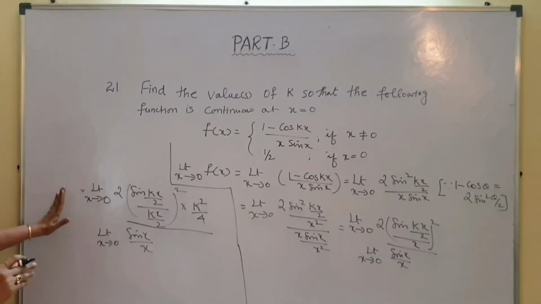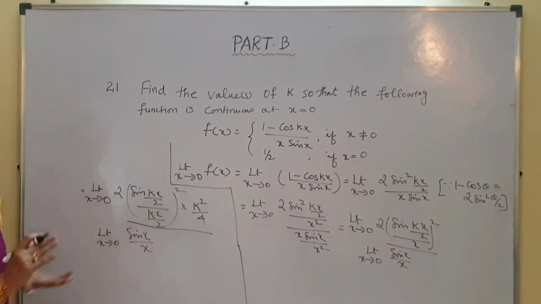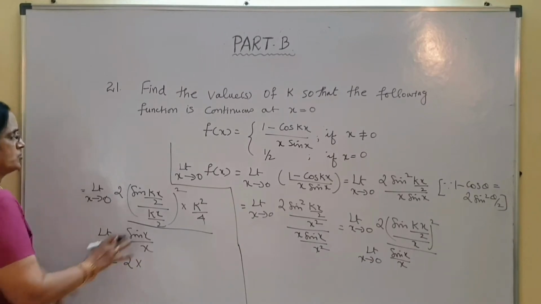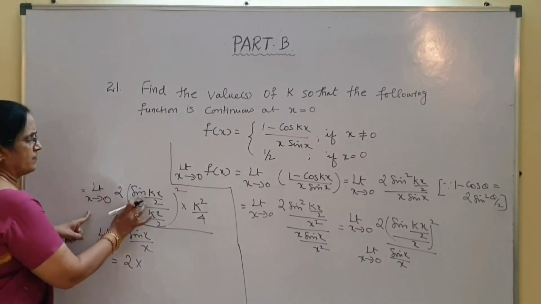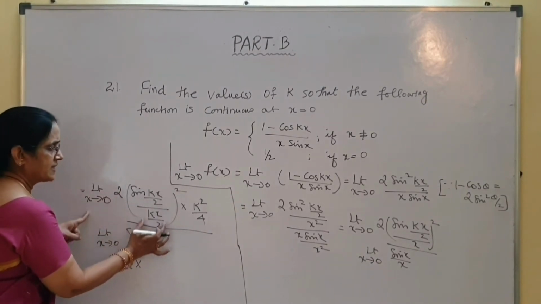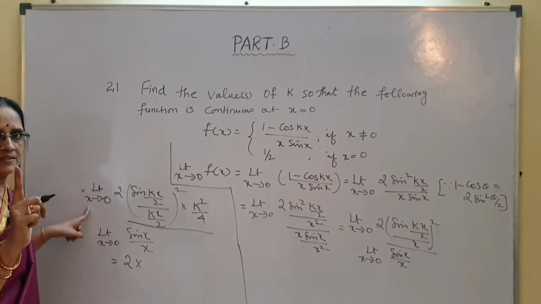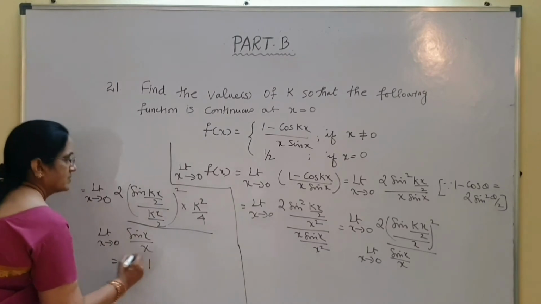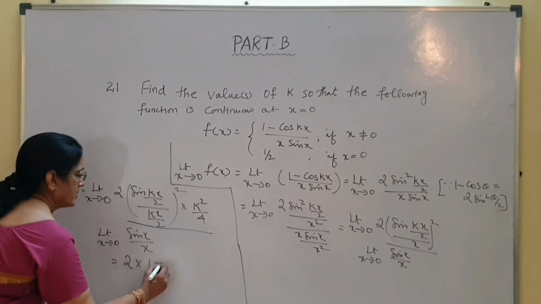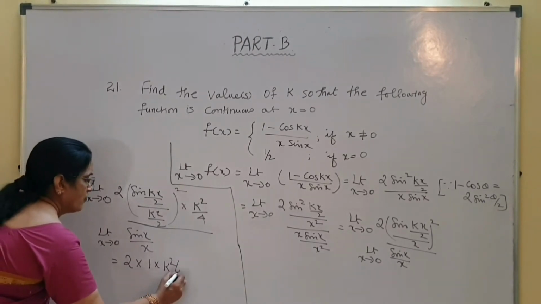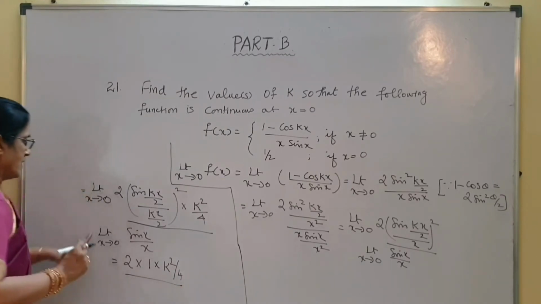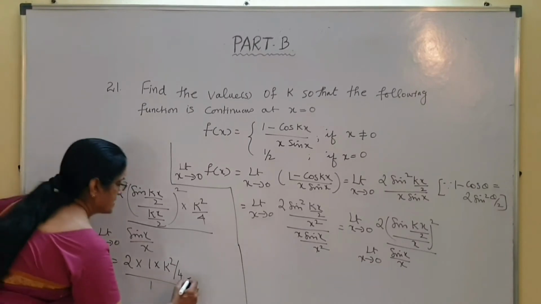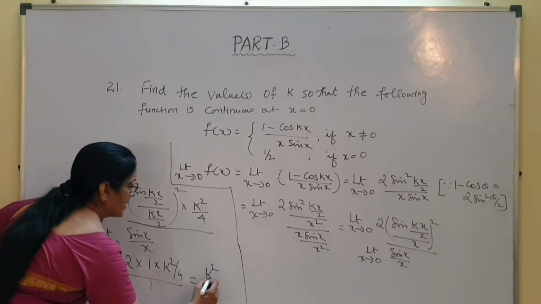Now, when I apply that limit, I will be getting 2 into, you know this, limit x tends to 0 of sin theta by theta is going to be 1. So, 1 square is again 1, into k square by 4, divided by limit x tends to 0 of sin x by x, which is 1. So this is nothing but k square by 2.